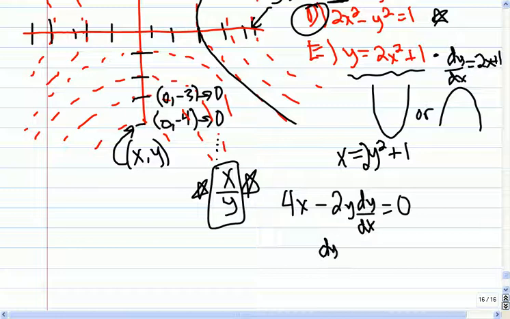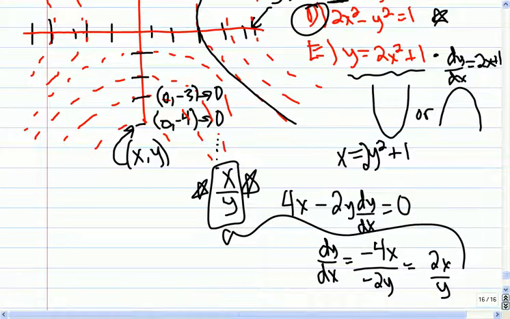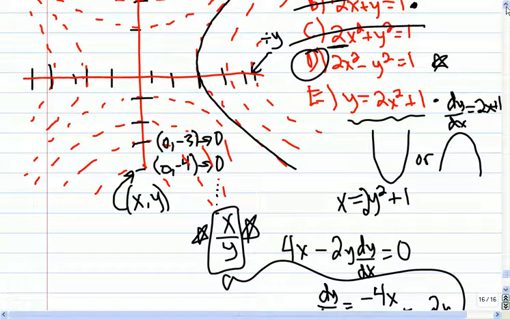So dy/dx equals, 4x will come over, negative 4x, and divide by negative 2y. So this will be 2x over y. Okay? Which is approximately the relationship that we had. None of them up here will match up to that relationship the same way. The circle won't match up. It won't have the same equation because it won't produce that slope field. Okay, that's a little bit further reaching.